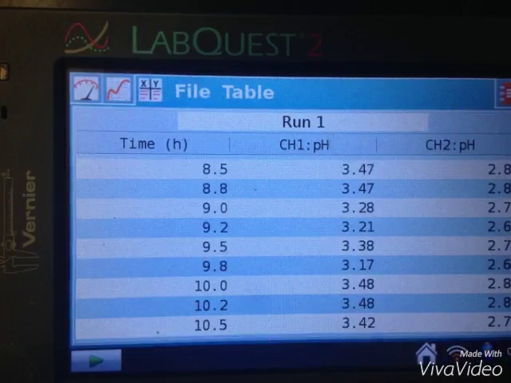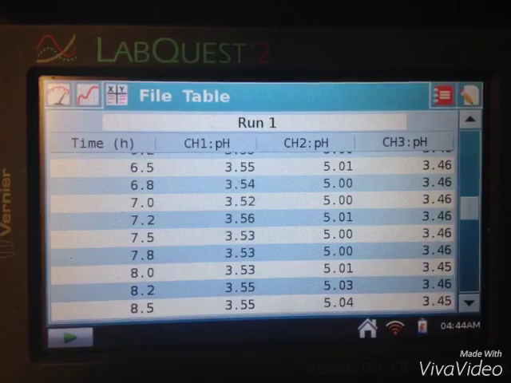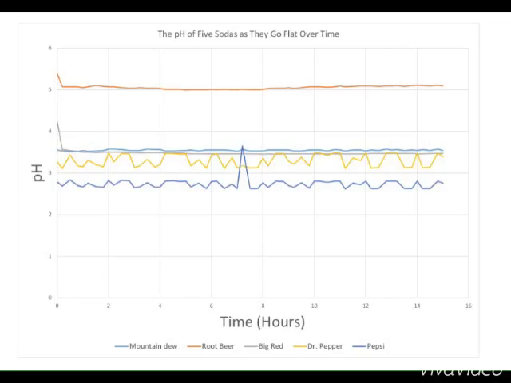We collected all the data points for the 5 different sodas over the past 15 hours and turned the data into a line graph. Our graph displays the change in the pH of the soda over the 15 hours. Some of the sodas maintained a fairly constant pH and some of the others had a pH that gradually increases or decreases. Mountain Dew started out with a pH of 3.55 and it fluctuated between 3.51 and 3.57 over the 15 hours and had an ending pH at 3.54.